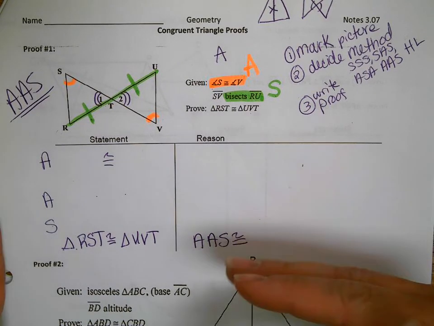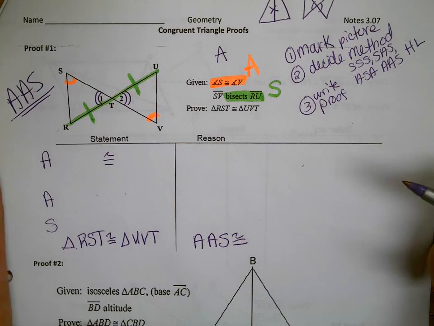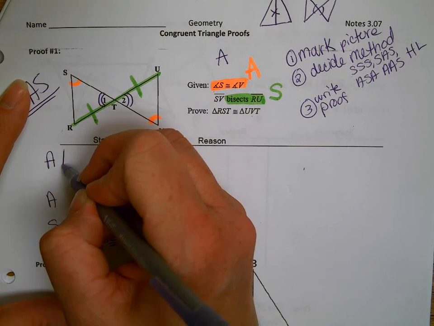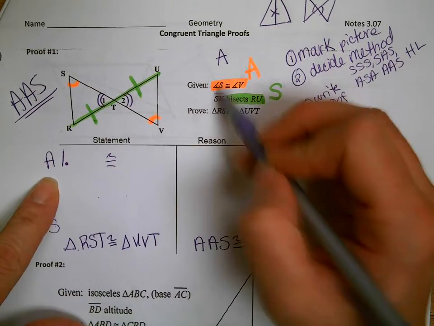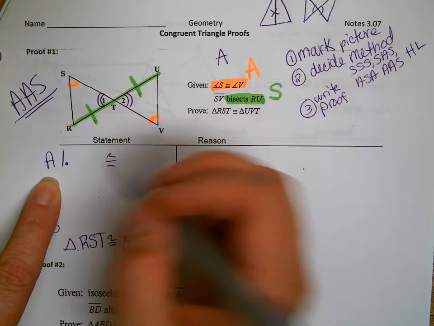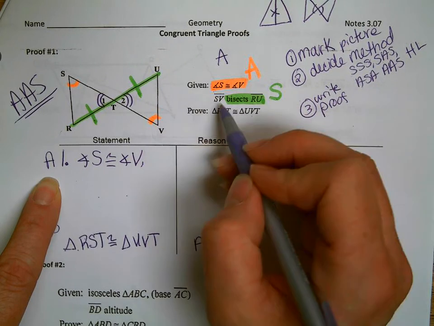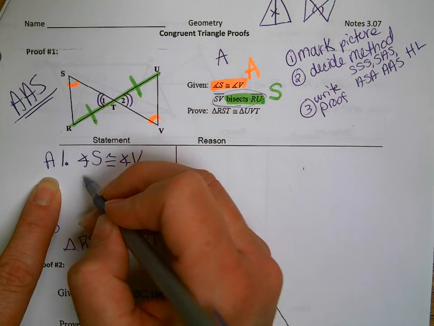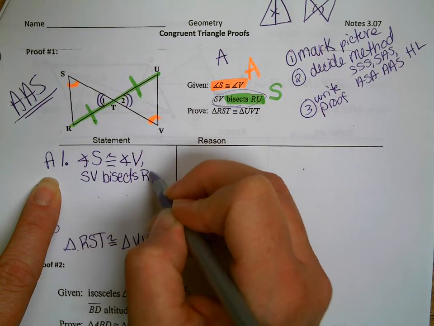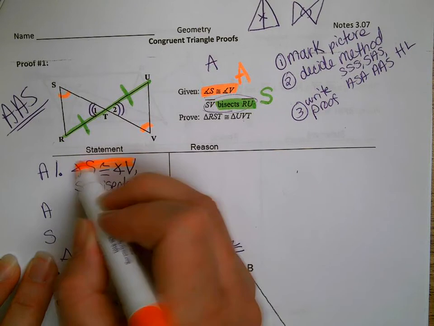So I kind of have a very rough outline here. We have to decide how many statements and reasons we need with this information. So I kind of left it open. So let's go in and decide how many statements. Well, statement 1 has to have all this information here. Well, they gave us a set of angles. Angle S congruent to angle V. So we're going to write angle S congruent to angle V. But we also need to add in the rest of the given. So we're going to write SV bisects RU. But within that given, we only had 1 congruence statement.